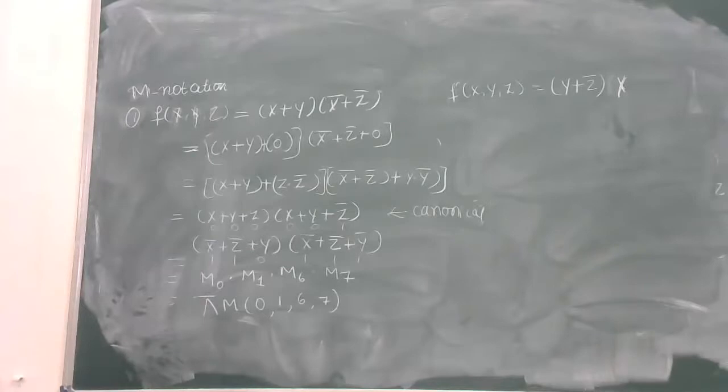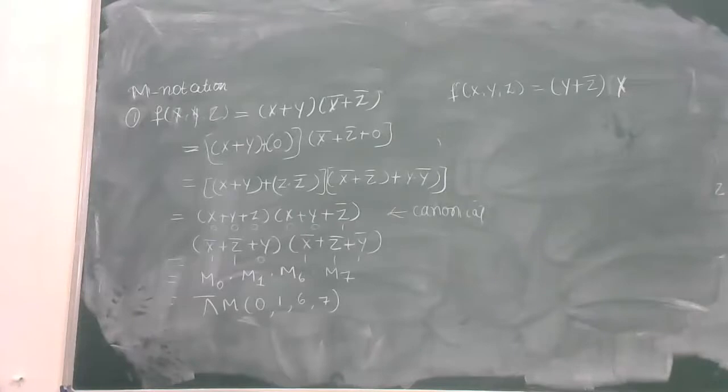So it will be x plus y plus, now 0 can be replaced by the literal which is missing in this expression. So that is z into z bar. And here it is y into y bar. Then I convert it into its canonical form. Then I represent it in a big M notation, M0, M1, M6, M7. So pi M 0167 is the answer.